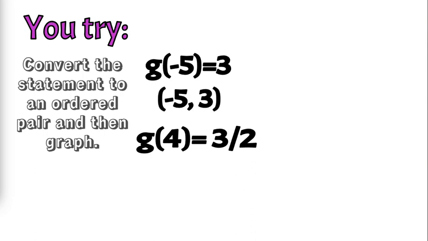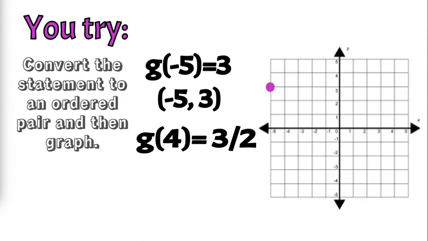Hopefully you paused the video and we know that g of negative 5 equals 3 means that x equals negative 5 and y equals 3. When we plot that, we get the point negative 5, 3 on our graph. And g of 4 equals 3/2 or 1 1/2. Our x value is 4 and our y value is 3/2. And we can plot that point 4, 3/2 on our graph.